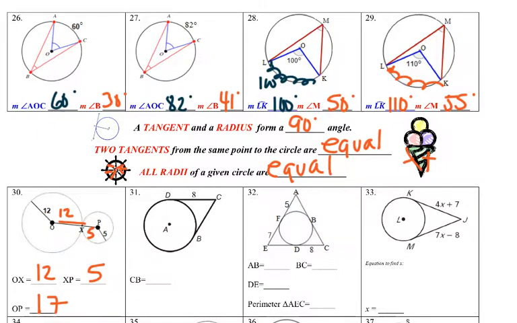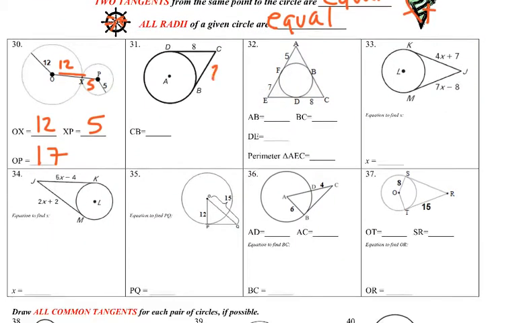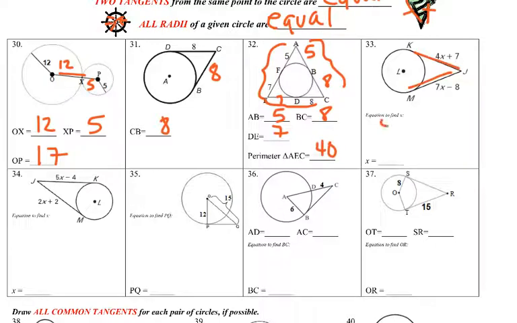Ice cream cone rule for the next one, if it's 8 here, it's going to be 8 here. There's so much in this chapter where it's like, if it looks equal, it is equal. AB is 5, BC is 8, DE is 7, and then if we add all those up, what do we have? 12 and 13 is 25, and 25 and 15, 40. Again, if it looks equal, it is equal.